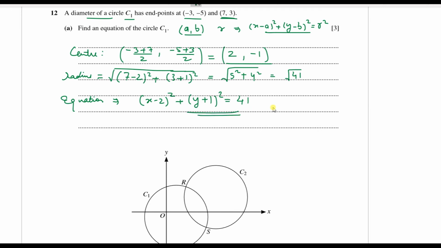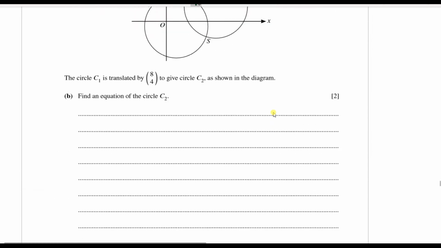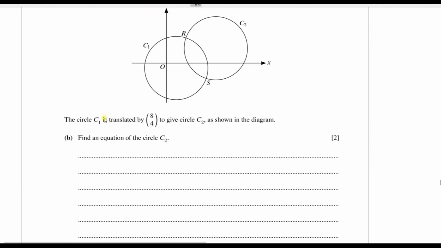And let's discuss the B part of it. The B part says that the circle C1 is translated by 8, 4 to give the circle C2. It is a horizontal translation and this is the vertical translation. So we know that in a translation the size does not change. It means the radius will be the same. So we only need to find the new center. So we can write the new center, and the new center is going to be translated. Earlier the center was 2 comma minus 1 from the A part. So we only need to translate by 8, 4.